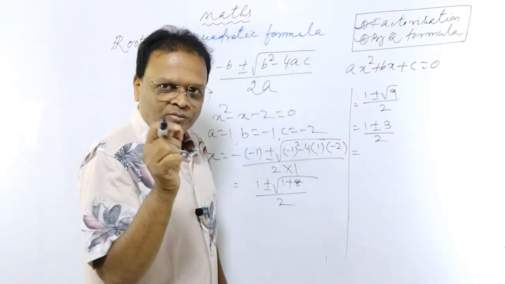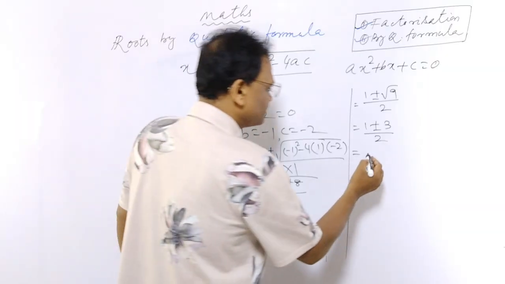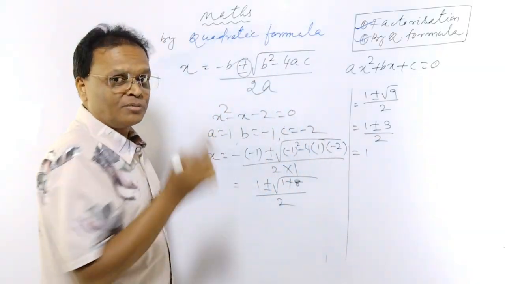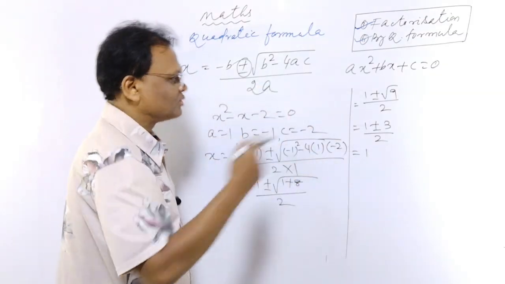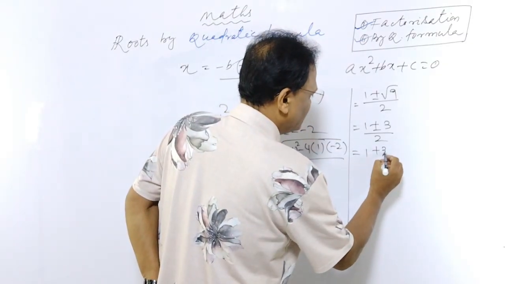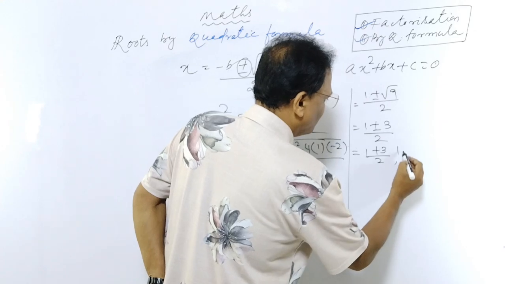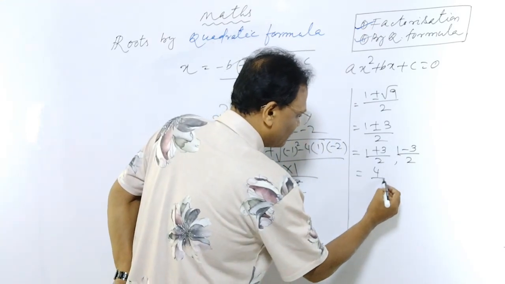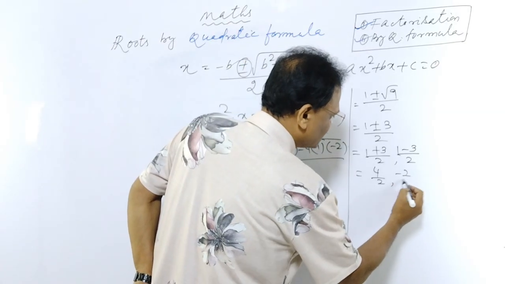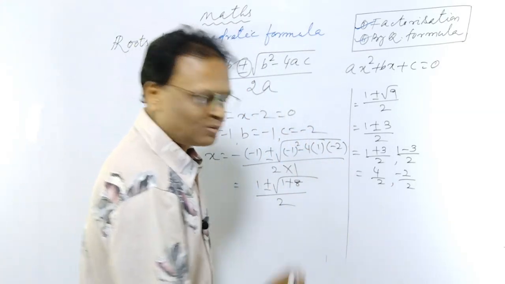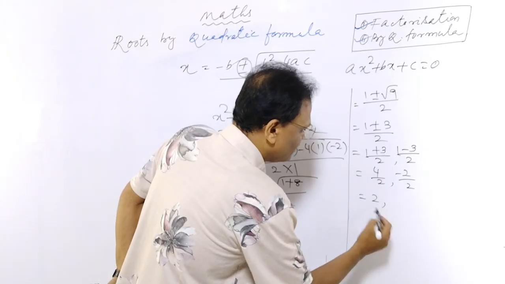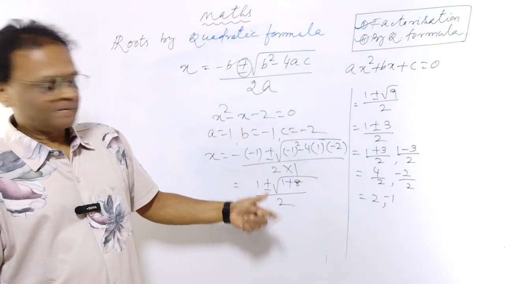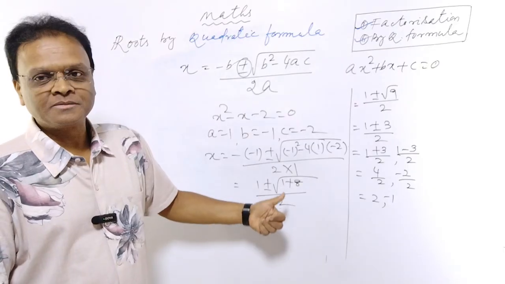Now I'll choose 1 plus, 1 minus, because this is plus or minus. Look at here. Here plus or minus means plus once you will take and minus also once you will take. 1 plus 3 divided by 2, 1 minus 3 divided by 2. 1 plus 3 is 4 by 2, and 1 minus 3 is minus 2 by 2. If I do the cancellation, what am I getting? 2 and minus 1. So these are the roots of this quadratic polynomial, means equation.